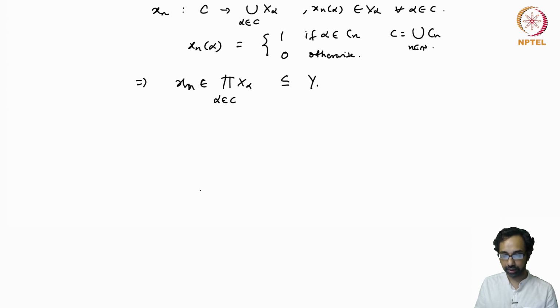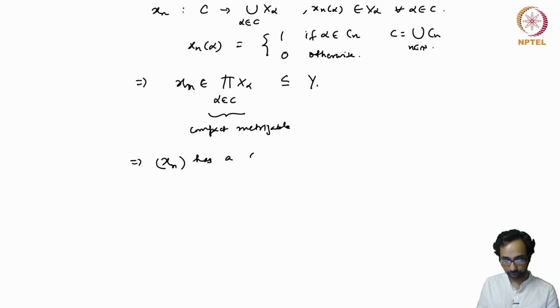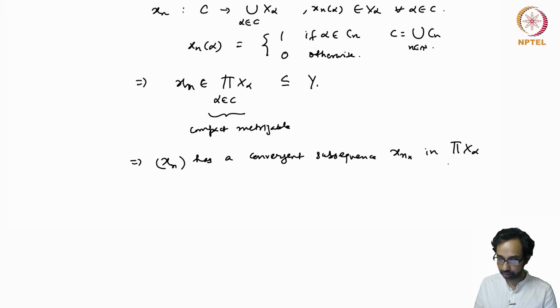And notice that this is a subspace of Y. It is a compact metrizable space in Y, and therefore by the equivalence of compactness and sequential compactness, this means that x_n has a convergent subsequence x_{n_k} in this arbitrary Cartesian product over the index set C.